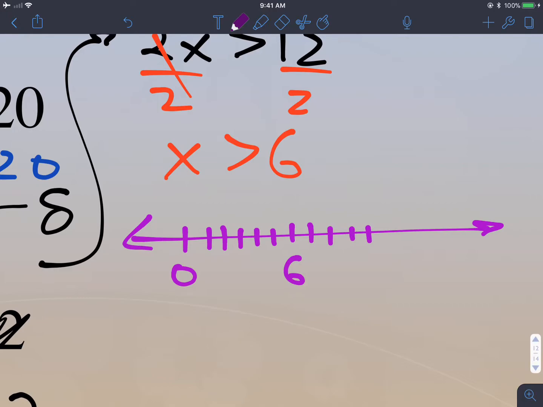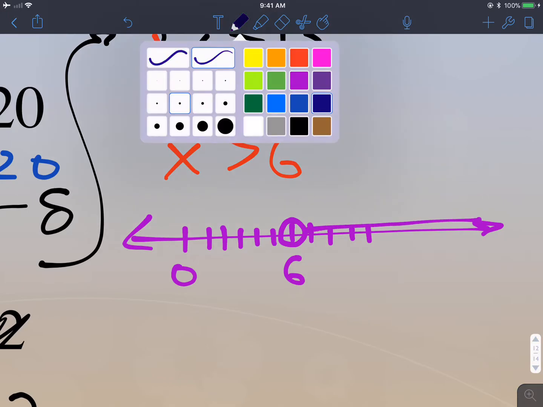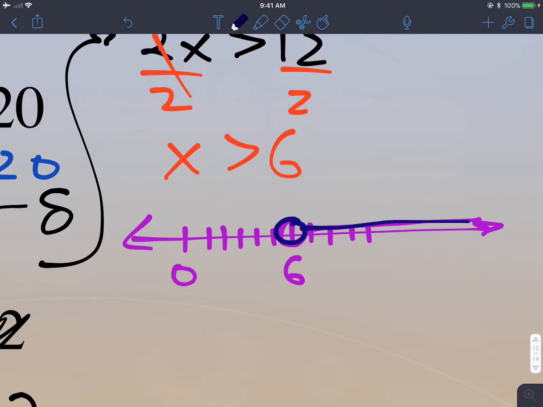First, it's not equal to, which means it's going to be an open circle or parentheses. Does it go to the right or to the left? Right. 7's an answer, 8's an answer, 10's an answer. So x is greater than 6. It's going to go to the right. And then open circle is the same thing as parentheses.